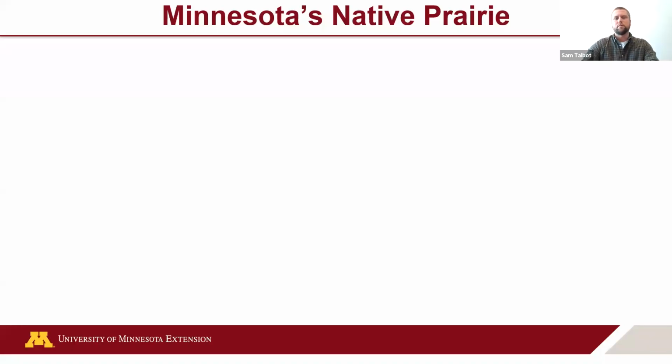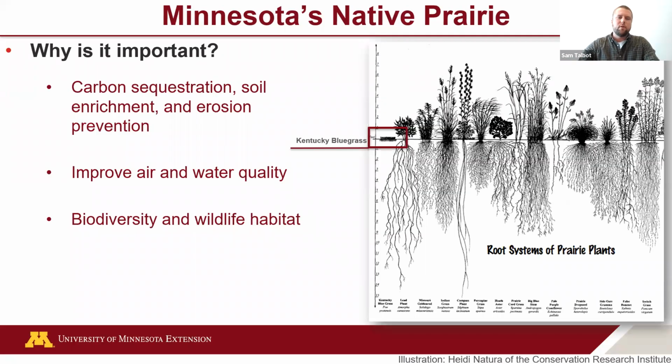Then I'll jump into some of the things you can consider if you want to install some of this habitat. So why is it important? I really like this illustration here on the right. You may have seen it before, but it really shows just how much of the biomass is below ground, the part of the prairie that we don't see but that does a lot of the work for the ecosystem. Contrast that with Kentucky bluegrass, your turf grass on the left, not really putting down too much biomass and really staying right at the surface of the soil.